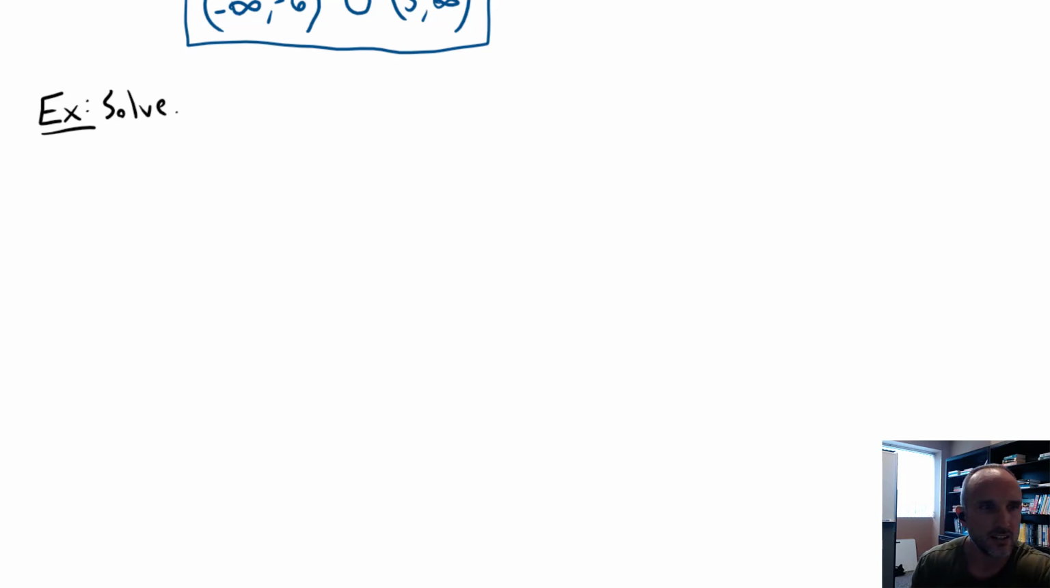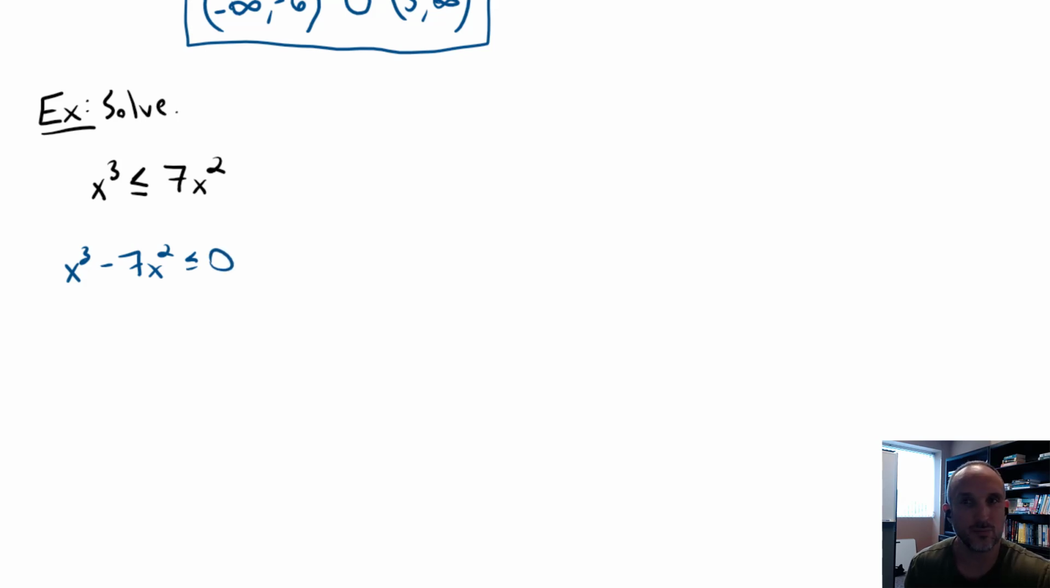Let's try x cubed is less than or equal to 7x squared. Now, in this case, the problem is we don't have 0 on one side. So let's subtract the 7x squared, because we want to use the number line chart to kind of keep track of positive and negative. That's why we need 0, because 0 is between the positives and the negatives.